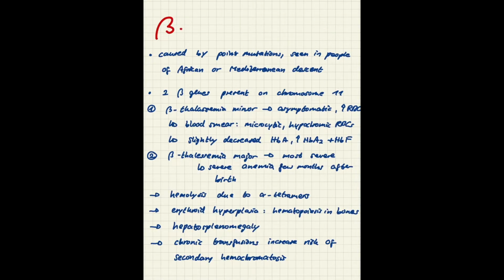Beta thalassemia is caused by point mutations which are seen in people of African or Mediterranean descent. Normally, there are 2 beta genes present on chromosome 11. When one of them is defective, this leads to beta thalassemia minor, which has an asymptomatic course with an increase of RBCs. On a blood smear, you can see macrocytic hypochromic RBCs, and there's a slightly decreased HbA with an increase of HbA2 and HbF.